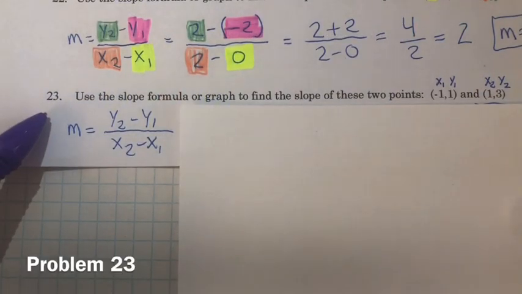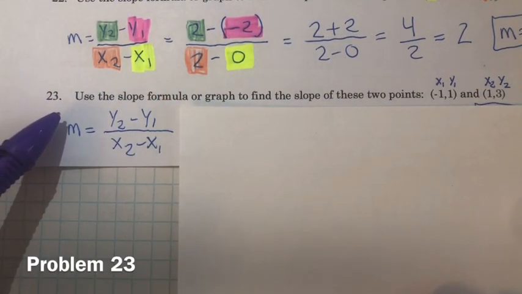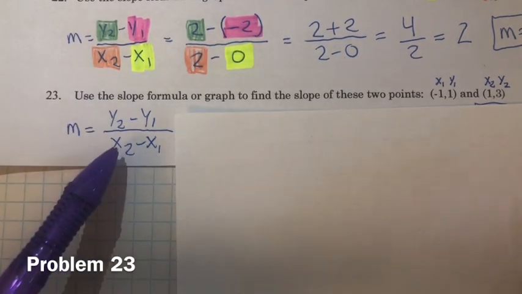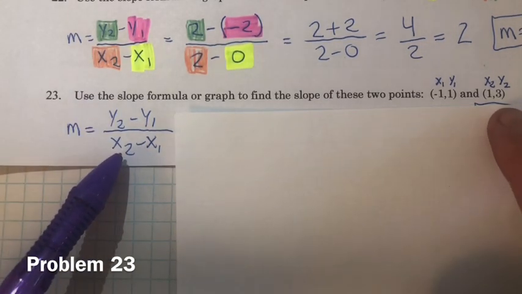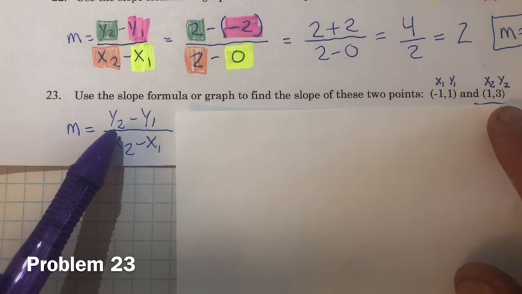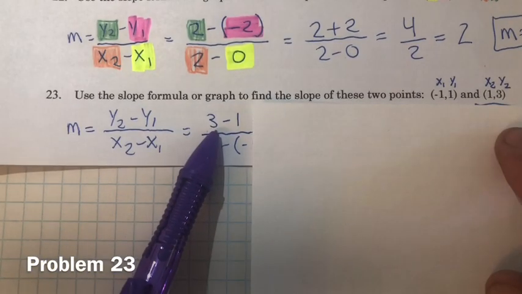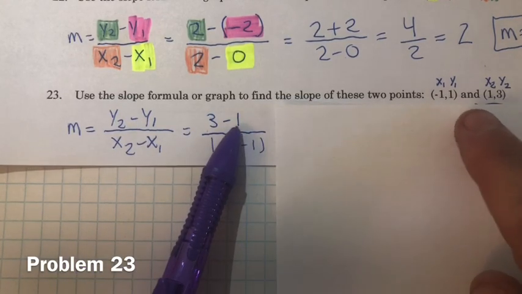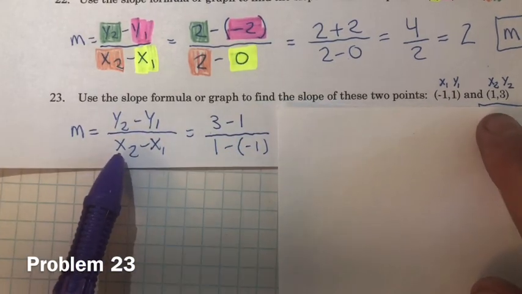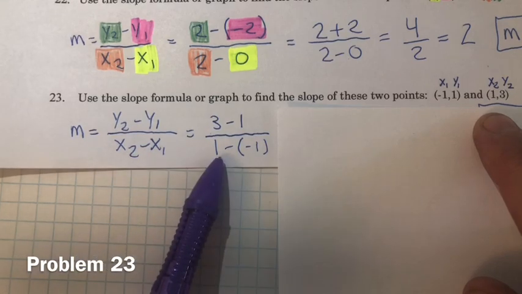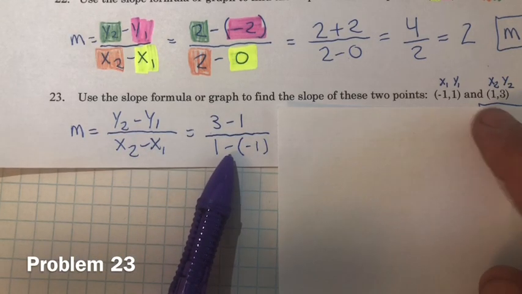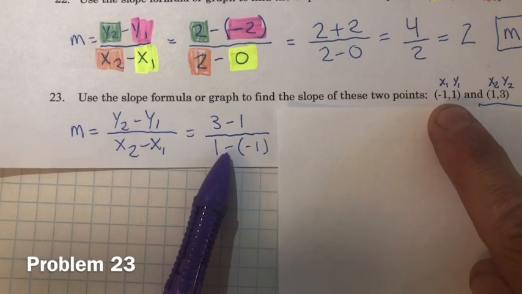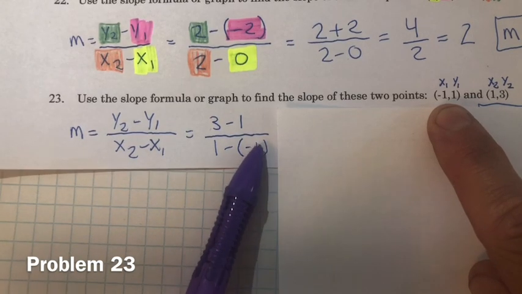For problem 23, use the slope formula or graph to find the slope of these 2 points. So I'm going to use the slope formula, difference of the y's over difference of the x's. So y2 is 3, and we're going to subtract y1, which is positive 1. And then for the x values, x2 is a positive 1, and we're subtracting x1, which is a negative 1. So we're subtracting a negative 1.